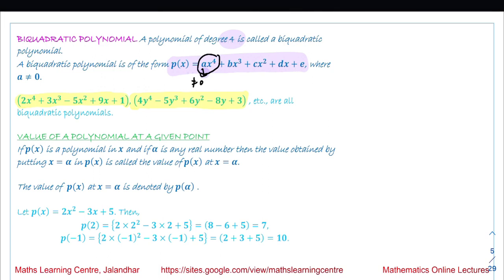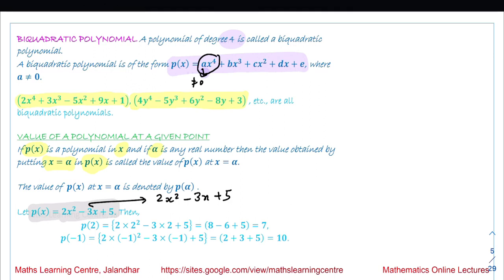Next is the value of a polynomial at a given point. So if p(x) is a polynomial in x and alpha is any real number, then the value obtained by putting x equal to alpha in p(x) is called the value of the polynomial at x equal to alpha. This is explained with an example: the polynomial given to us is 2x square minus 3x plus 5.